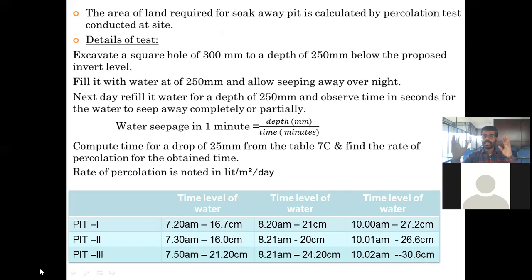So this is the collected data that you got after the test. Okay, this is the time and level of water that you got while you were finding it out. So this is the time interval that you got. Okay, so now this is the way to find out the percolation rate. Now we are going to solve a question.